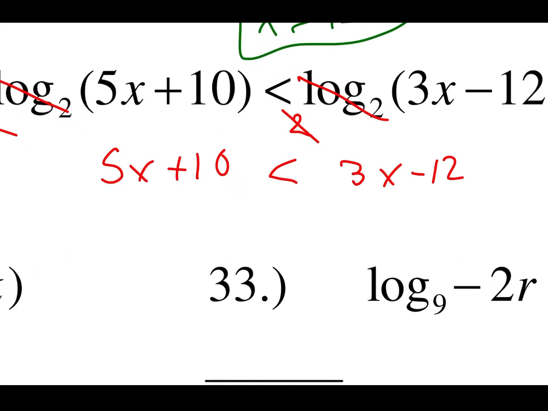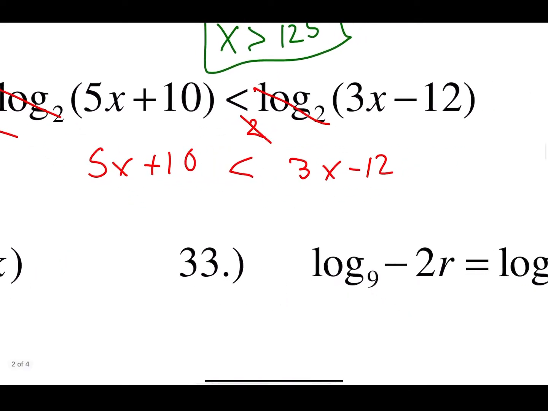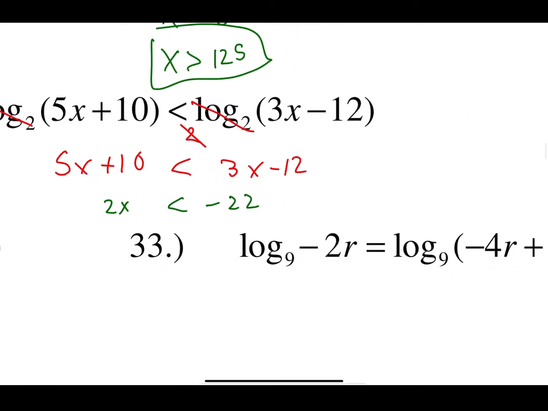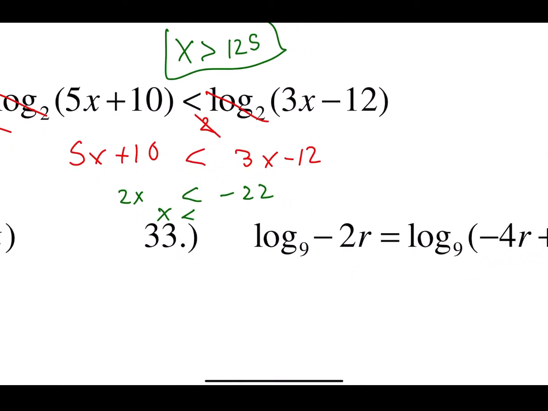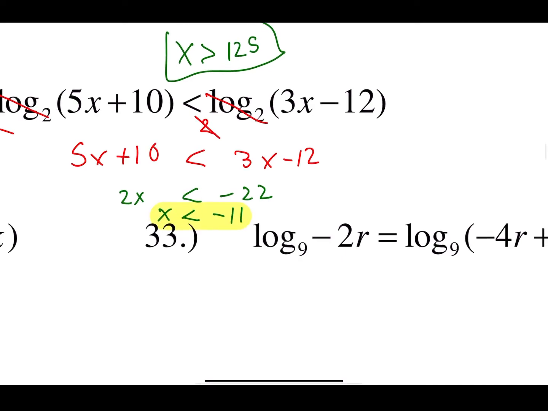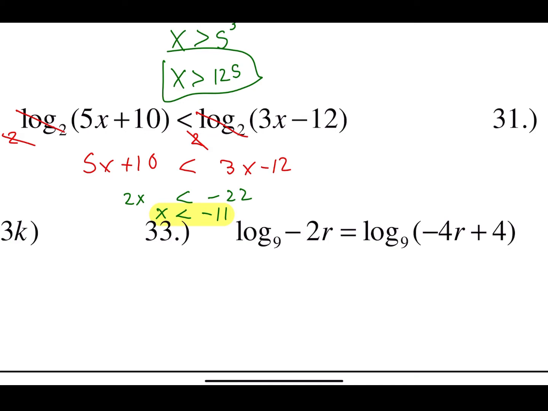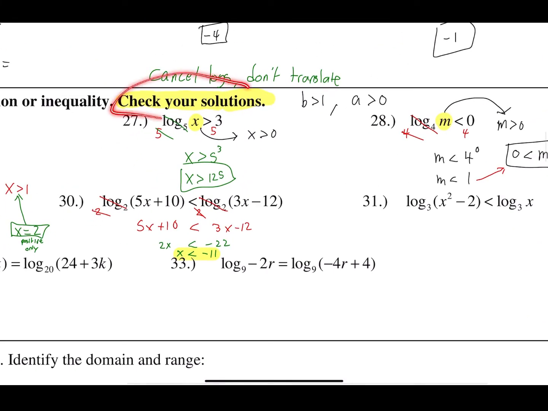We solve this out. Let's see. Minus the 3x to the other side should give us 2x. Minus the 10 to the other side, and we should get negative 22. Divide both sides by 2. x is less than negative 11. Okay, we got one answer. And then we look at the arguments. You must always check your solutions. And we check the solutions by checking the arguments are greater than 0.